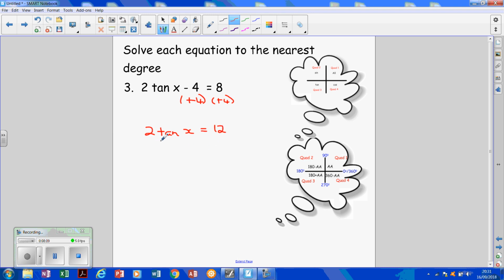Now that means 2 multiplied by tan x, so the opposite is to divide both sides by 2. So when I divide that side by 2, I end up with tan x, and when I divide this side by 2, 12 divided by 2 is 6.